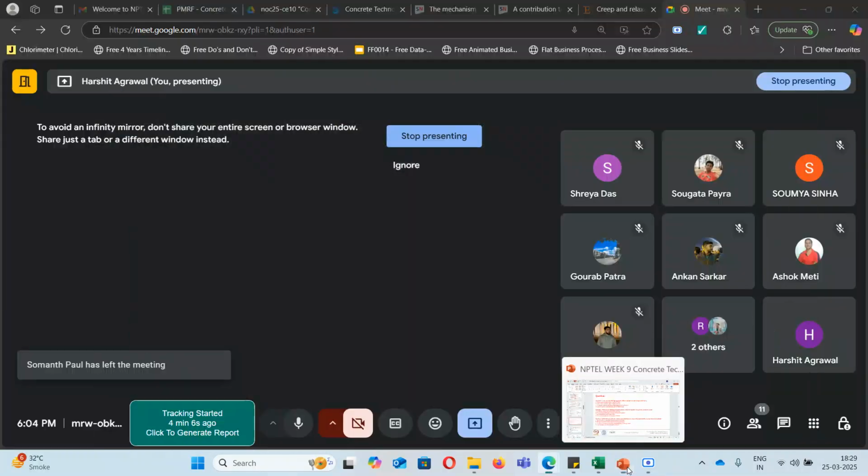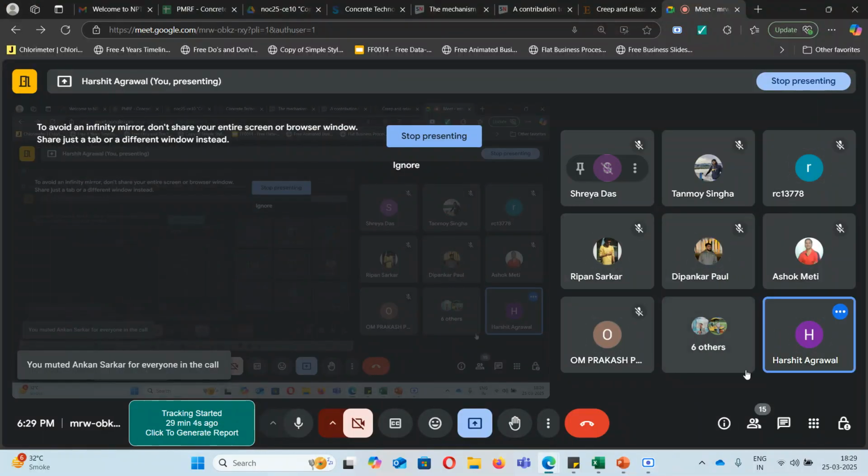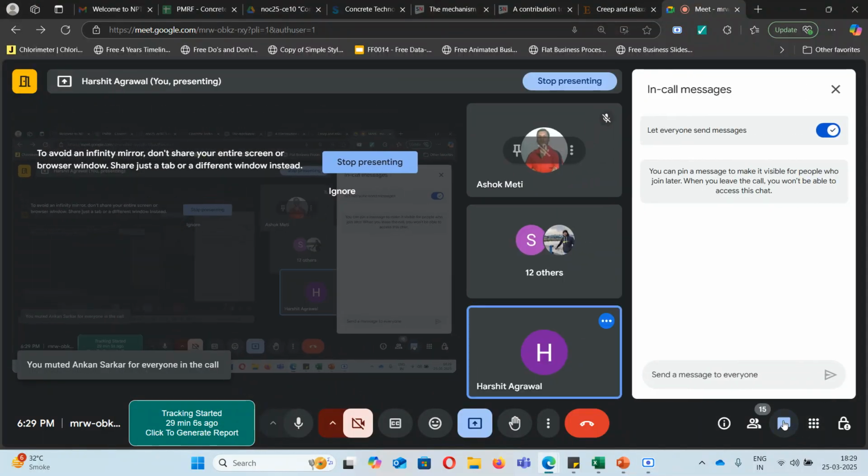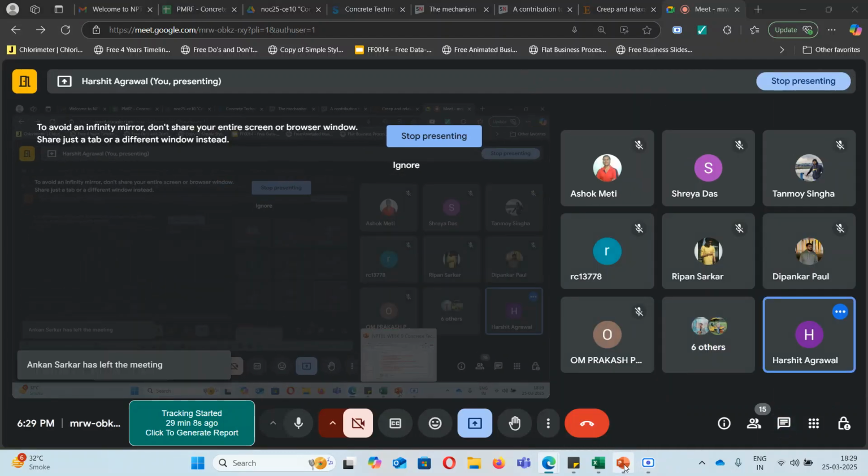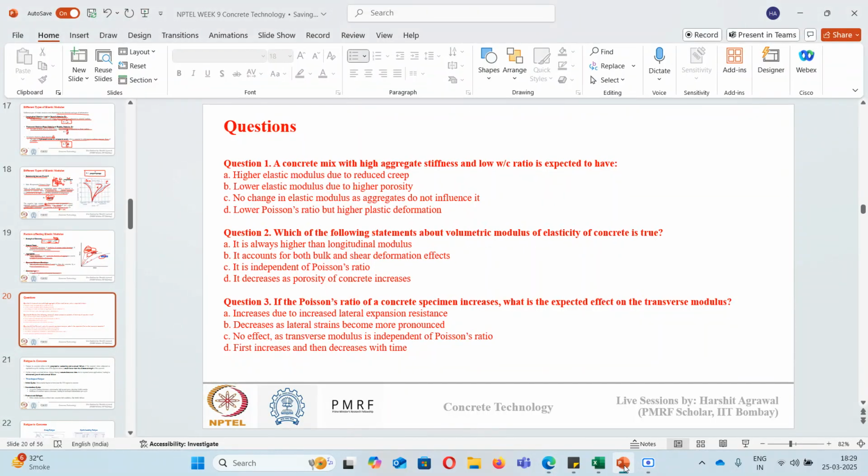Are there any doubts? Okay, no. Just try to answer the first question. A concrete mixed with high aggregate stiffness and low water to cement ratio is expected to have.